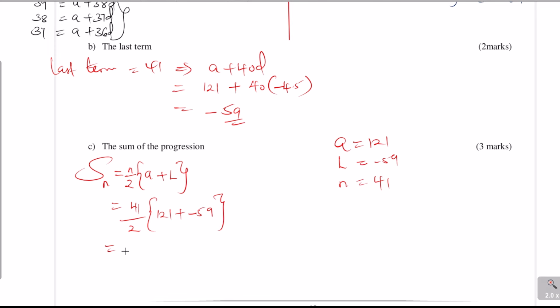As simple as that. So this will give 41 divided by 2 multiplied by 121 subtract 59. This gives 62, and this will give 41 times 31, and this will give 1271 as the solution. And that is how you're supposed to solve that question.